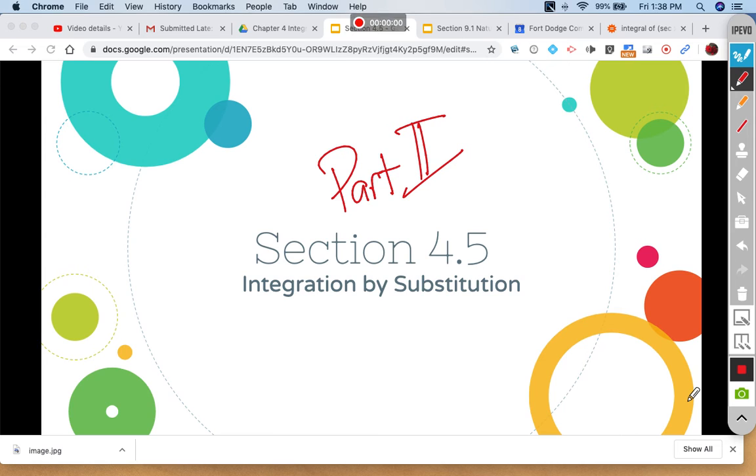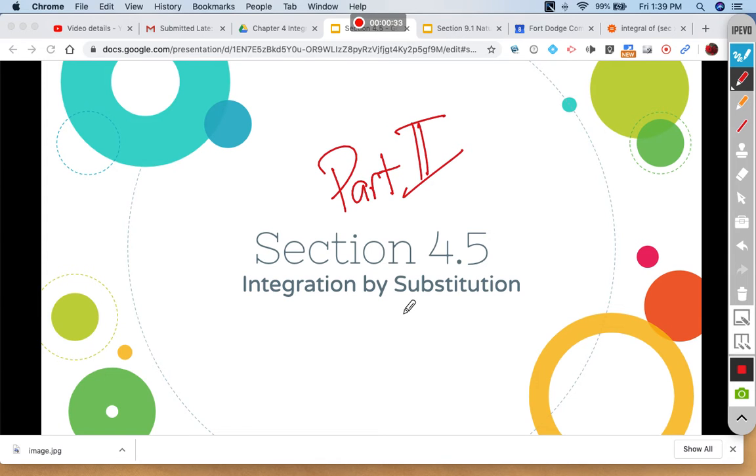We're dealing with section 4.5, integration by substitution. In the first video, I talked about indefinite integrals and how we can use u-substitution to simplify a more complex problem into a simpler one that we can deal with and find the antiderivative. We looked for patterns that we can use with the general power rule and also with just generally recognizing that pattern of f of g of x times g prime of x dx.